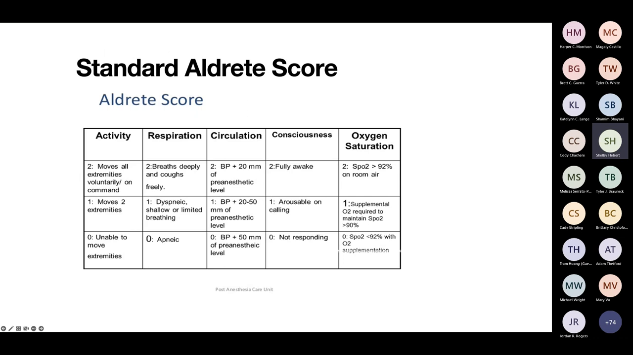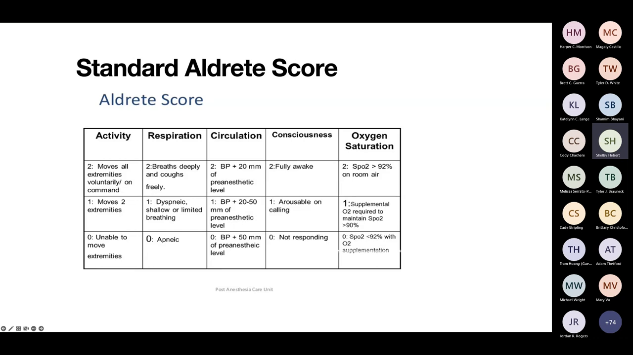As I said, you may see some variation from one place to another. But think about this almost like your APGAR or your Glasgow Coma Scale. The other thing you'll see is that you may have to assess this to discharge the patient from recovery. So you may have to come in and actually document their Aldrete score. Sometimes PACU has done that for you. Sometimes you'll have to calculate it on your own.